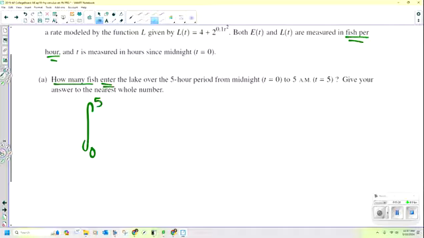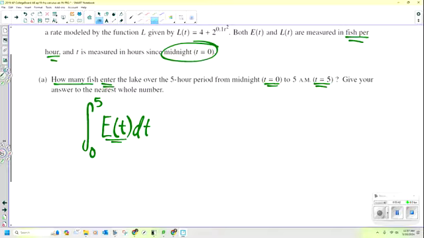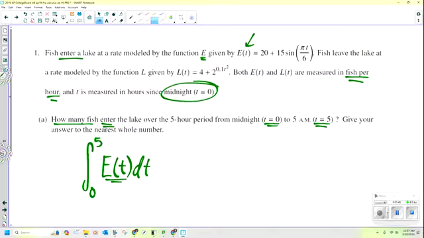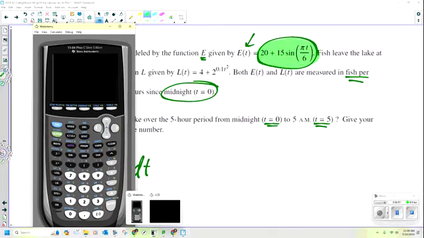I love how they even tell us from t equals 0 to t equals 5, even though up here they give it to us. All right? I've just got to integrate the rate at which the fish enter, which is the integral of E of t dt. This is showing work. You don't have to write the equation out every single time. The equation is given here. So if I say I'm integrating E of t, they're assuming that you're just integrating that equation, and that's what we're going to do. Because this is a calculator problem, let's roll.